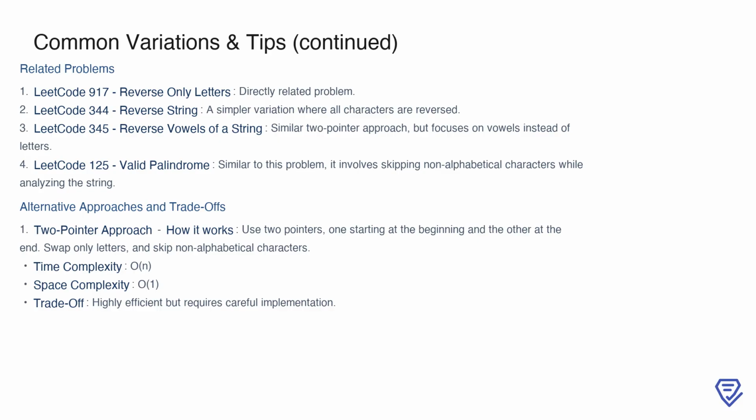Speaking of approaches, the two-pointer method is the most efficient way to solve this problem. Here, one pointer starts at the beginning of the string and the other at the end. The idea is to skip non-alphabetical characters and swap only letters. This approach runs in O(n) time with O(1) space, making it optimal. However, careful implementation is necessary to ensure that all edge cases are handled correctly.